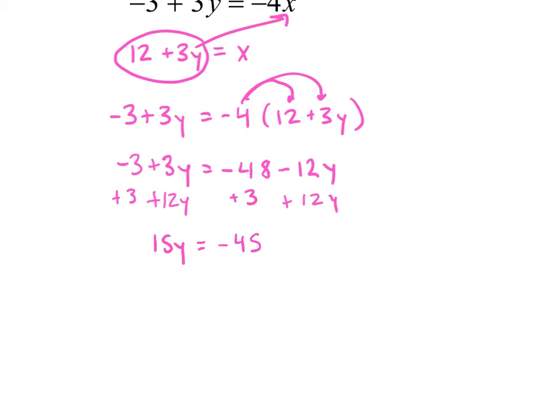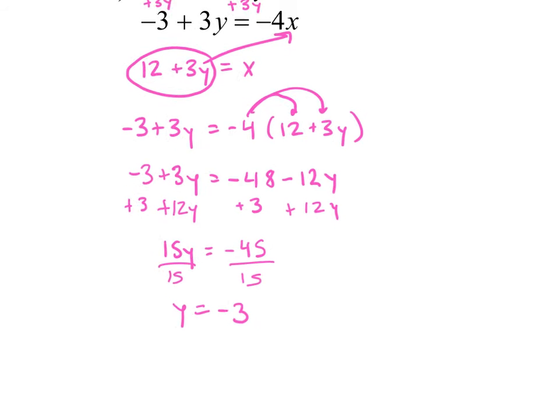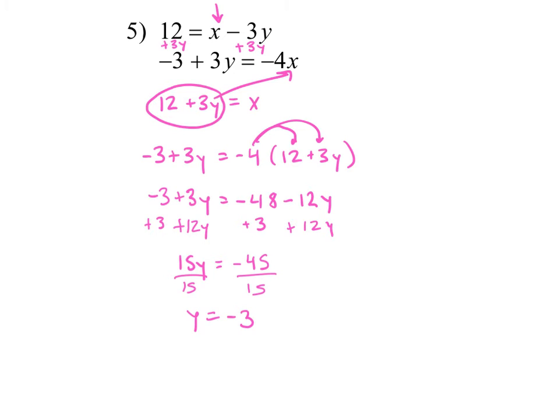Now we divide by 15. What's negative 45 divided by 15? What is it? Negative 3. So y is equal to negative 3. Are we done? No. We need to take this and plug it back into one of our equations. Can we plug it into the first one or the second one?